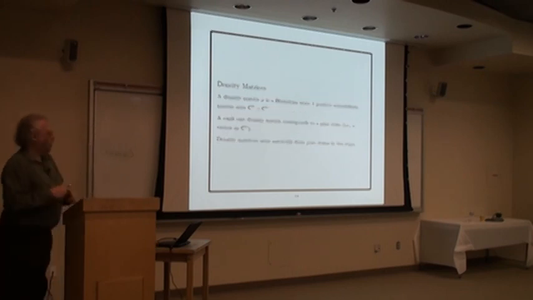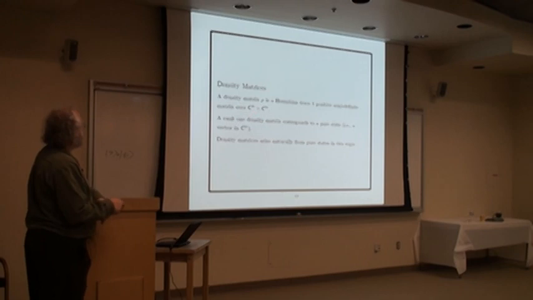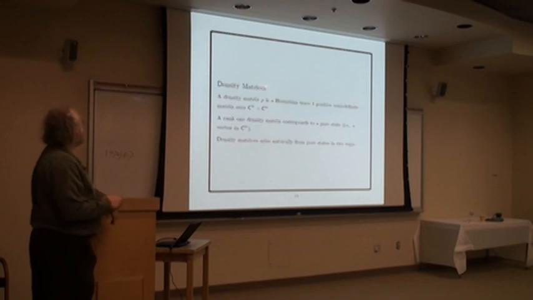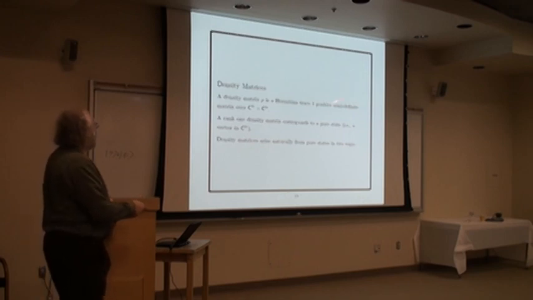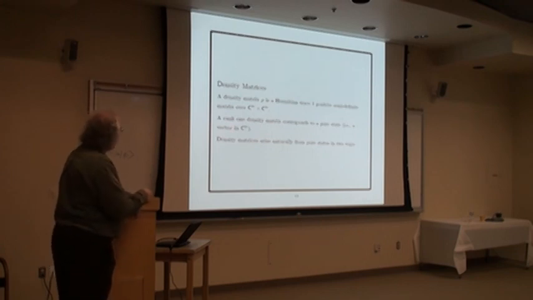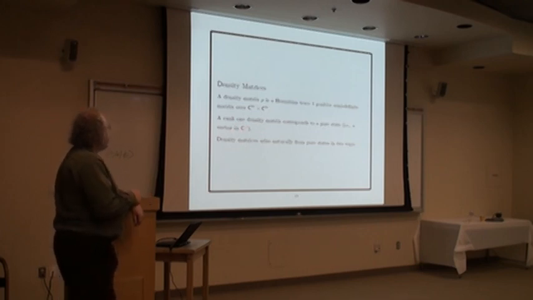What a density matrix is: suppose you have an n-dimensional quantum system. A density matrix is Hermitian, which means the conjugate transpose of the matrix is equal to the matrix, trace 1, positive semi-definite matrix over C to the n. So that's an n by n, trace 1, positive semi-definite matrix. Positive means all the eigenvalues are greater than or equal to 0, so we call it non-negative if you were a mathematician. A rank 1 density matrix corresponds to a pure state, that is, a vector.